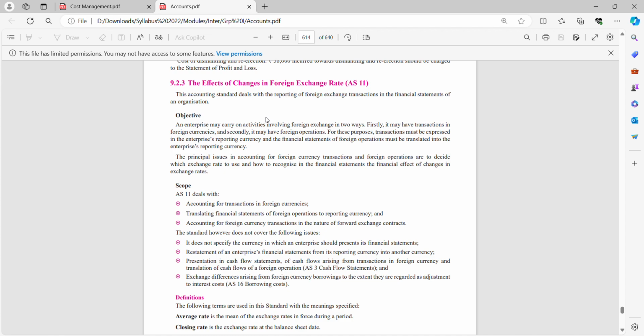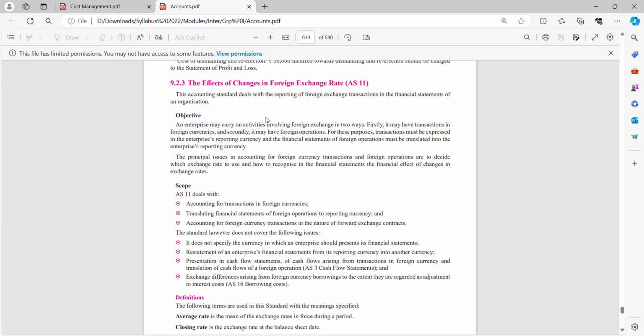Accounting for transactions in foreign currencies, translating my financial statements. The entire amount, all my invoices, my books of accounts are in foreign currency. I need to convert that foreign currency to local currency. So: accounting for transactions in foreign currencies, translating financial statements of foreign operations to the reporting currency, and accounting for foreign currency transactions in the nature of forward exchange contracts.